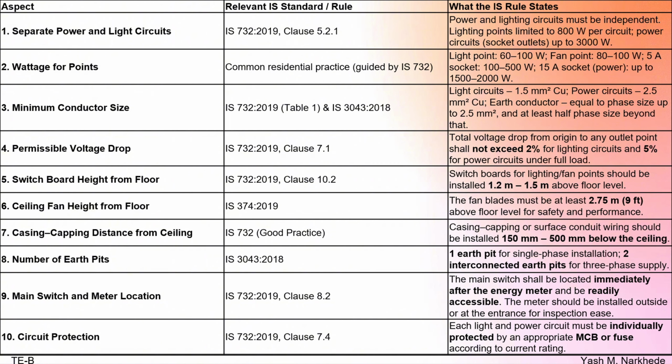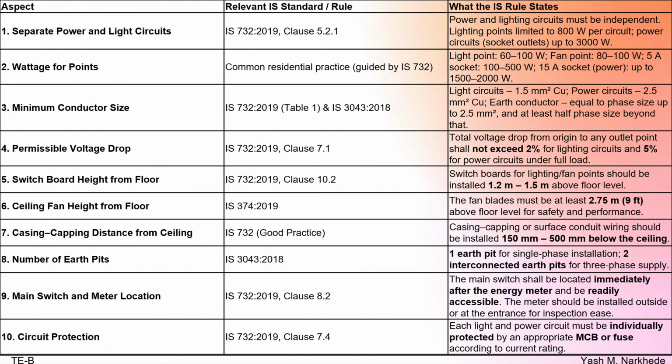Now fourth is permissible voltage drop. Voltage drop happens when current flows through long wires, reducing the voltage at the outlet. IS 732 allows a maximum of 2% voltage drop for lighting circuits and 5% for power circuits. Keeping voltage drop low ensures that lights glow at full brightness and appliances work efficiently.